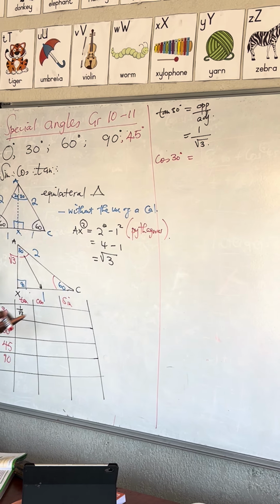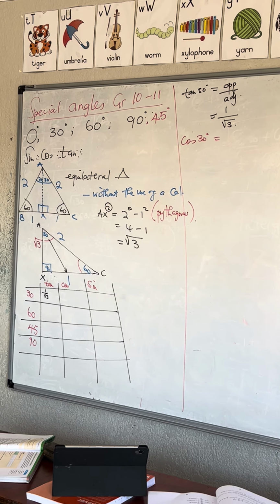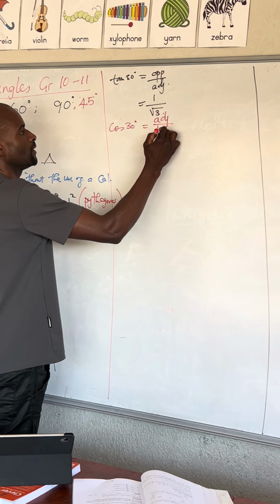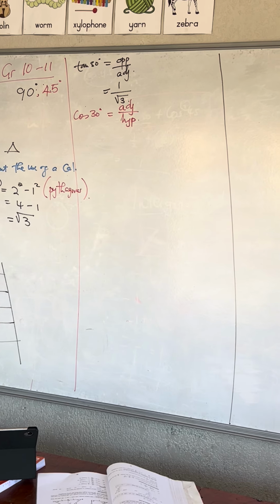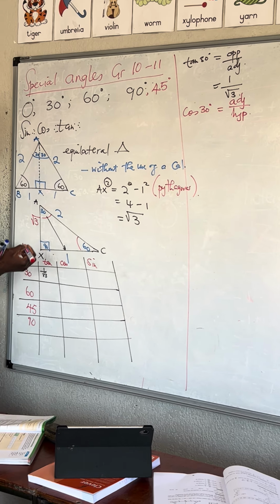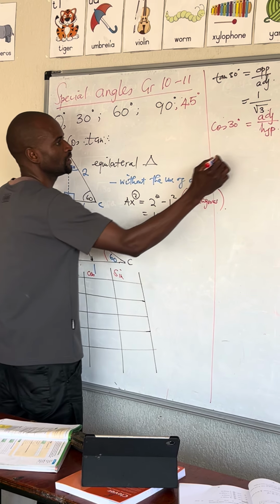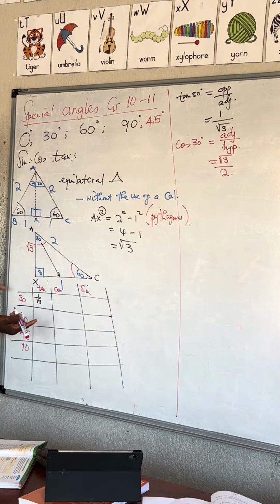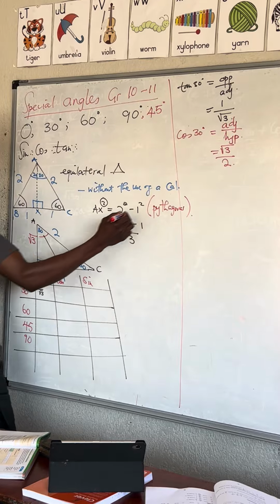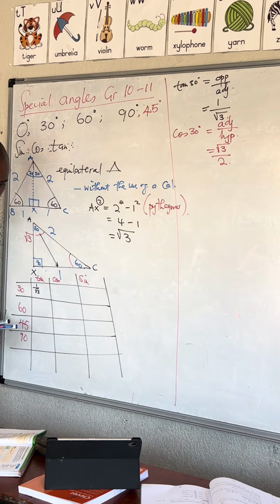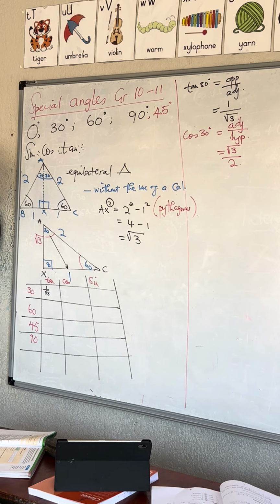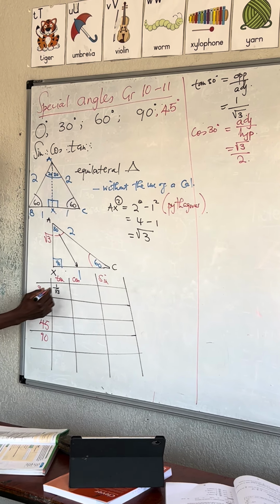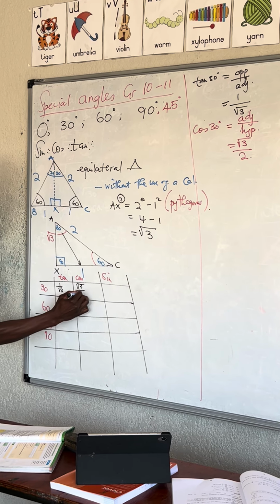Cos, we know that cos is equal to adjacent over hypotenuse. Which is our adjacent here? For 30 it is √3. What is our hypotenuse? It is 2. So this is our answer. Therefore, we are going to say cos 30 is equal to √3 over 2.